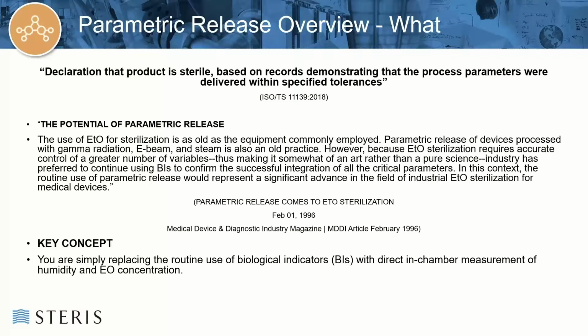To take a look at what we have over here, parametric release is fundamentally a declaration that product is sterile based on records demonstrating that the process parameters were delivered within the specified tolerances. And your key concept over here is you are simply replacing the routine use of a biological indicator with direct in-chamber measurement of humidity and EO concentration.